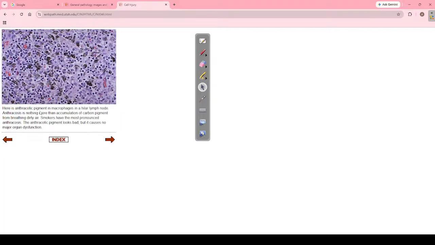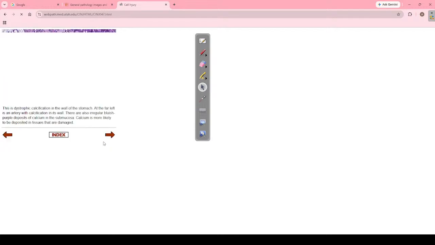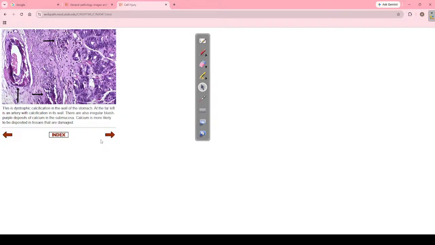Then you have anthracotic pigment in macrophages in hilar lymph node. Anthracosis is nothing more than accumulation of carbon pigment from dirty air. Smokers have it most pronounced, but it causes no major organ dysfunction. Okay, but cirrhosis is more dangerous, I would say.